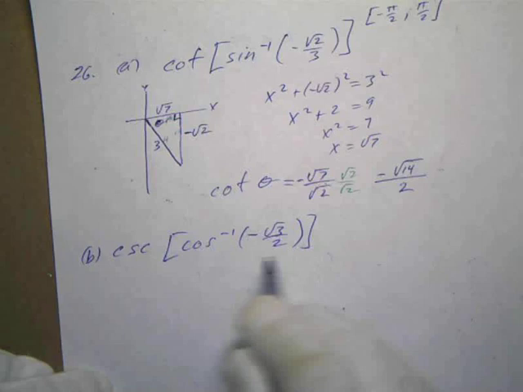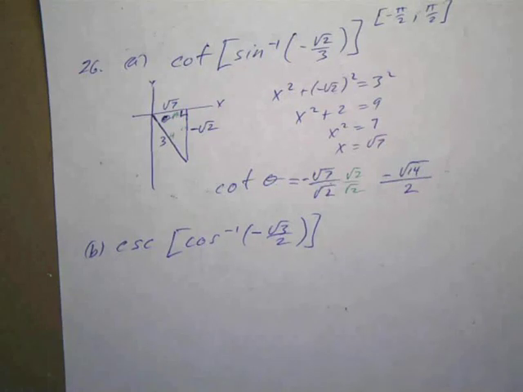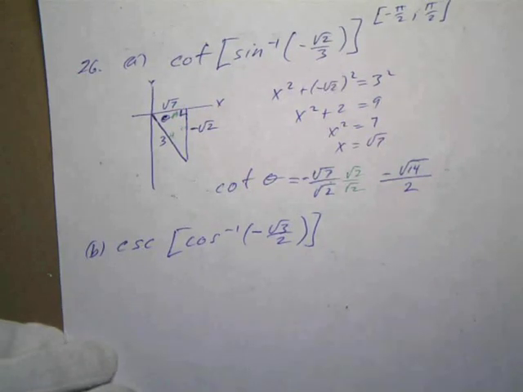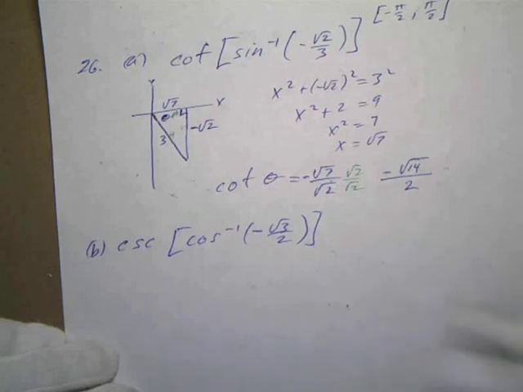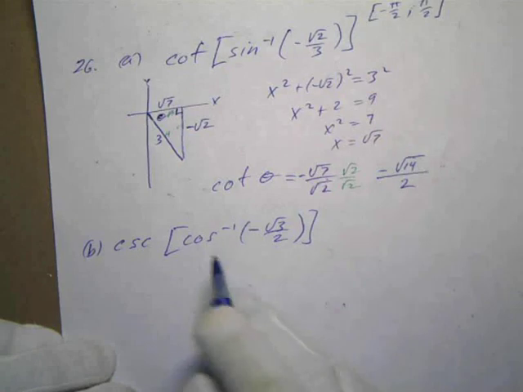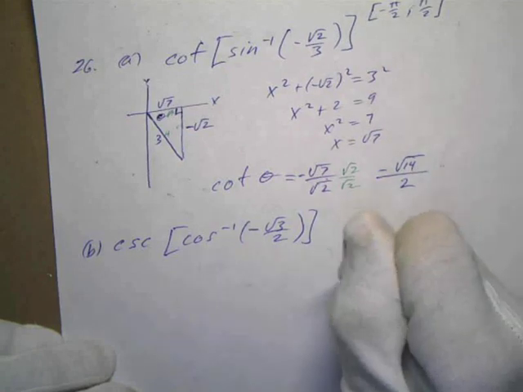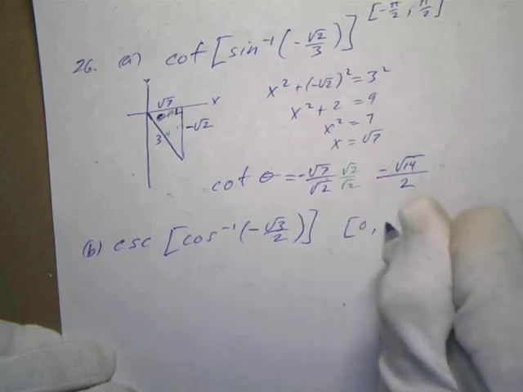So you could think about it like that, but it's probably safer just to draw triangles. If you're real intuitive about this stuff, you can think it out, but otherwise, just play it safe and draw a triangle. So I know the cosine goes from 0 to pi.